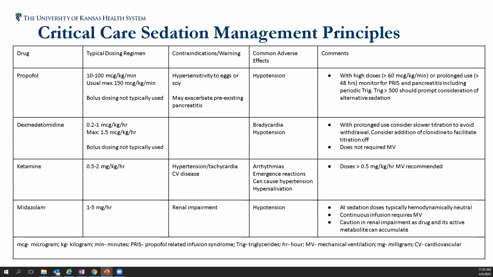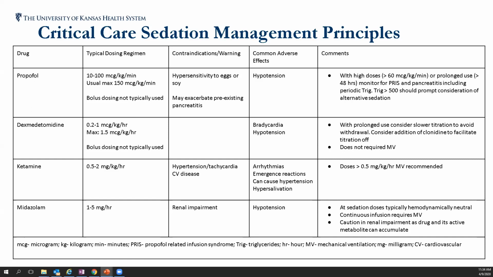So many of them have been admitted with baseline triglycerides of 500. And there's been a lot of discussion across the nation with fellow critical care pharmacists about what triglyceride level would be appropriate or acceptable before we get concerned about propofol-related infusion syndrome. And some have remarked that they're comfortable with triglycerides of 1,000.